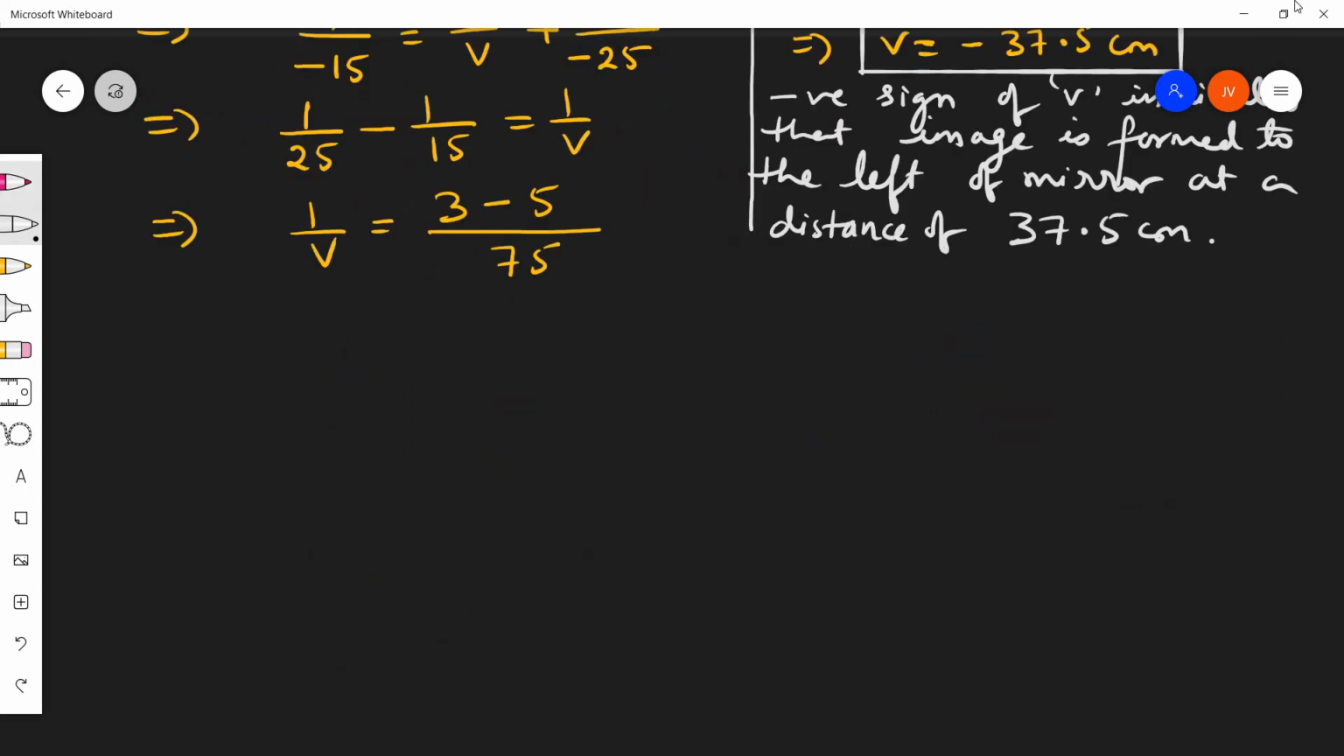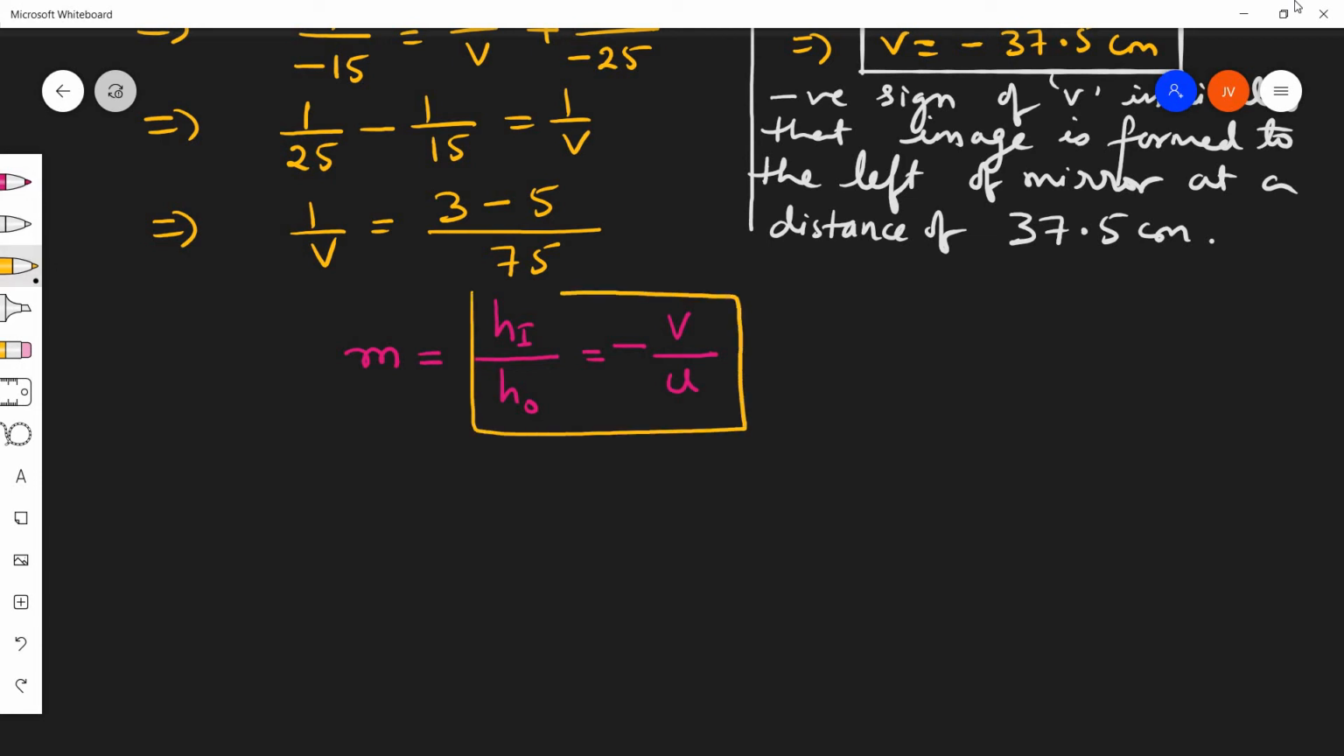For finding the nature of the image, I will be using the formula: magnification is the ratio of size of image to size of object, and it is also the ratio of image distance to object distance. This is how we define linear magnification. And in the mirror formula for magnification, there is a minus symbol, which I am putting here. I am going to use this part of the formula.